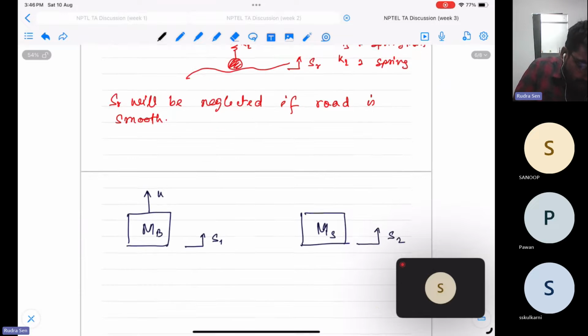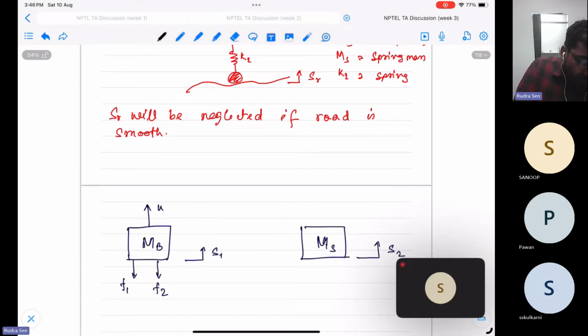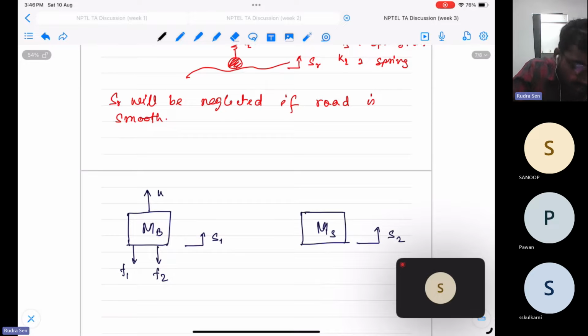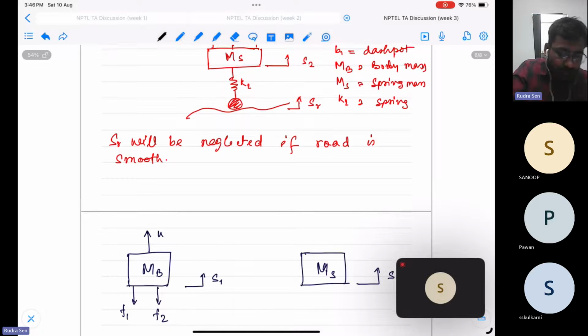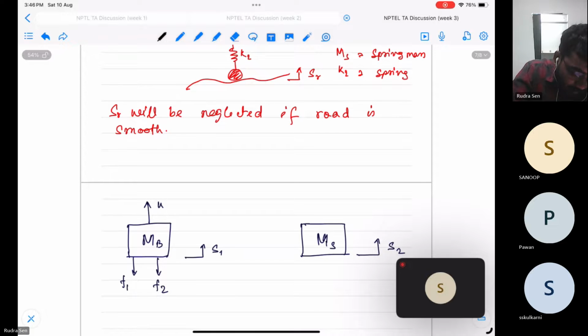So I'm considering U, and the other two forces acting on MB are, first of all, let's say F1, and this is F2, right? This F1 is due to this K1 and F2 is due to this B1. Similarly, MS, that is the suspension body, also exerts three forces. One force is this U. So this will exert F1, and this F1 is similar. This is F2, and here this is F3, and here is U.